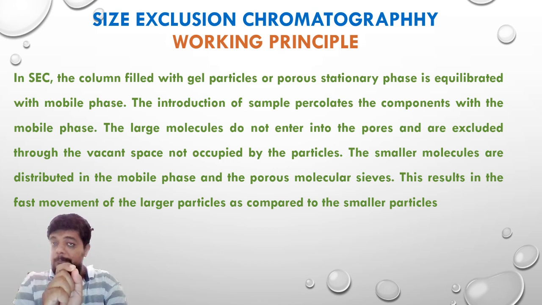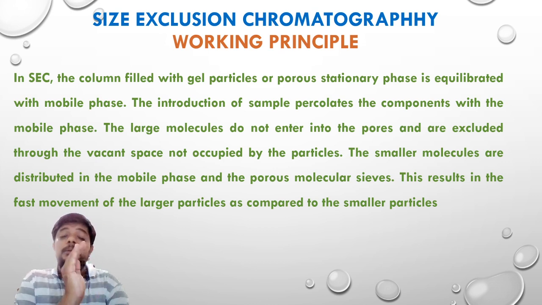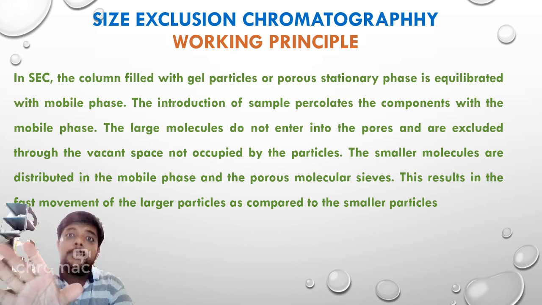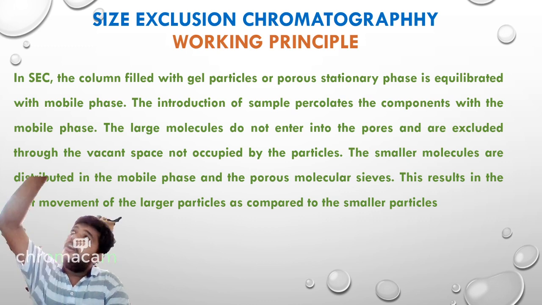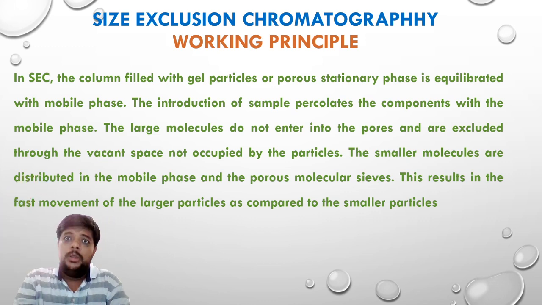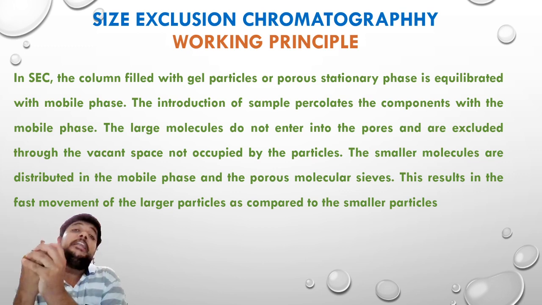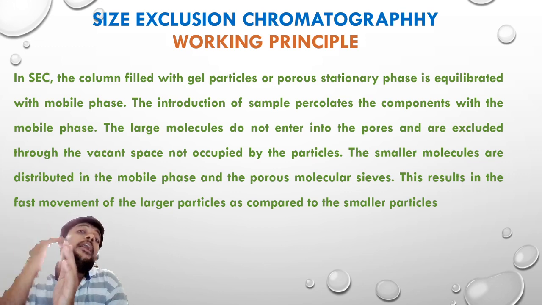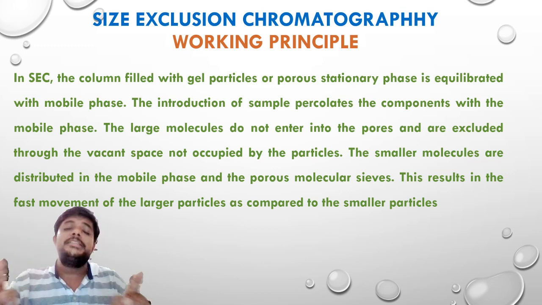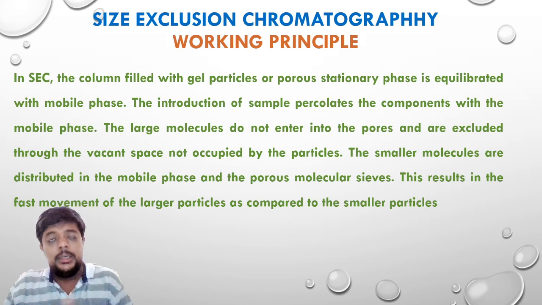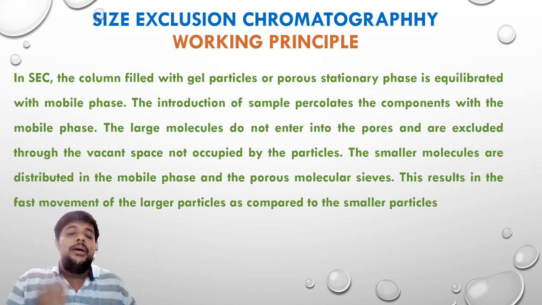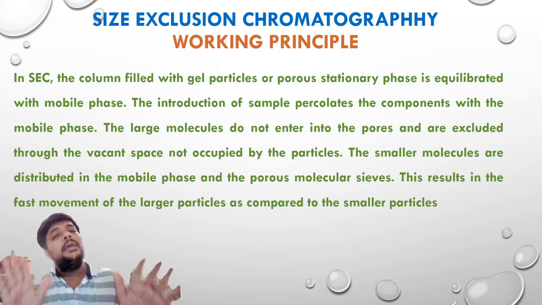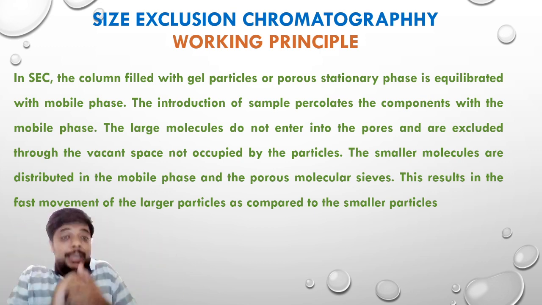Now this is important. Why do we say that the particles with the larger size move fast? Because they are not trapped in the stationary phase. If you have a column, the larger particles do not fit into the pores, they will run down. But the smaller particles will fit inside and will be retarded more. So in size exclusion chromatography, you can say that the larger particles are moving down, whereas the smaller particles are remaining inside the column and trapped.